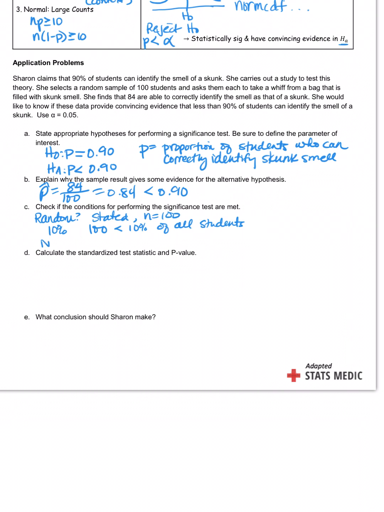All right, normal. In this question, since it's proportions, I have to use large counts. So I'm going to say 100 times 0.84. Well, that's definitely 84. That's greater. Oh, not 0.84, is it? No, it's 90. Sorry, you should have caught me. 90, the null value. Use the null value here. That's greater than 10. That's equal to 10, so it passes. So we know it's normal.